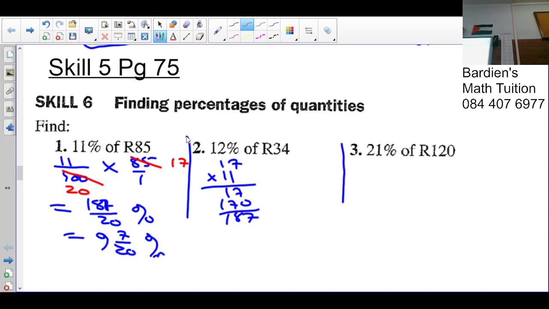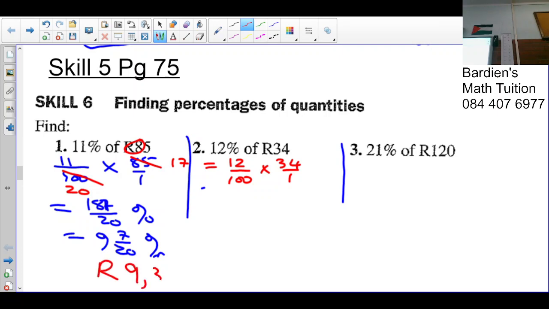The next one, 12% of. So it's going to be 12 over 100 times 34 rand. Again, they want you to write it as a percentage. Actually, this is not percent. This is rands here. So remember this is in rands. So it's going to be 9 rand and 35 cents. Not percent. My mistake.